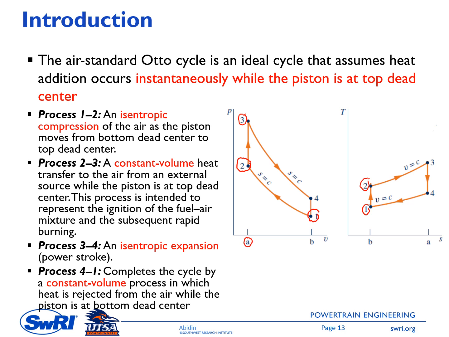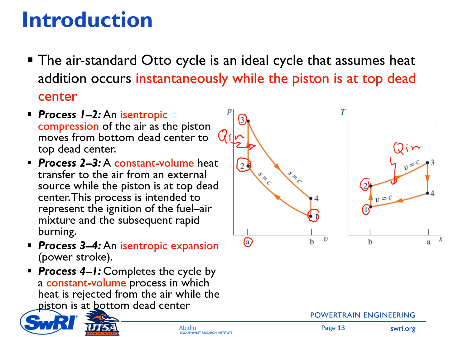This process is intended to represent the ignition of the fuel-air mixture and the subsequent rapid burning process. So from point 2 to point 3, there will be a heat transfer or heat addition coming into the working fluid here. This is Q in, and it occurs at constant volume. Okay.